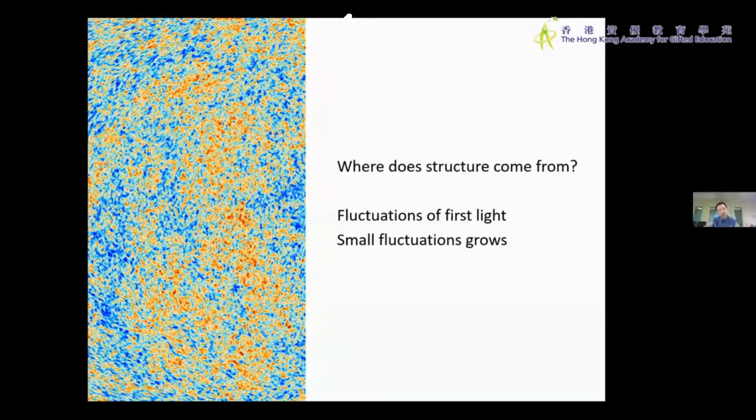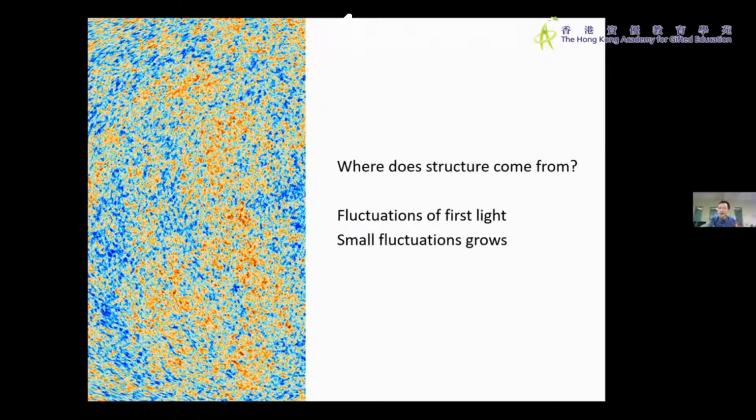structure. Here you may get confused or curious. Currently the structure is so huge, but you are saying the origin of the structure is a 10 to the minus 5 fluctuation. How can this teeny small fluctuation give rise to our current structure in the universe? How? Actually, this is because gravity is unstable.